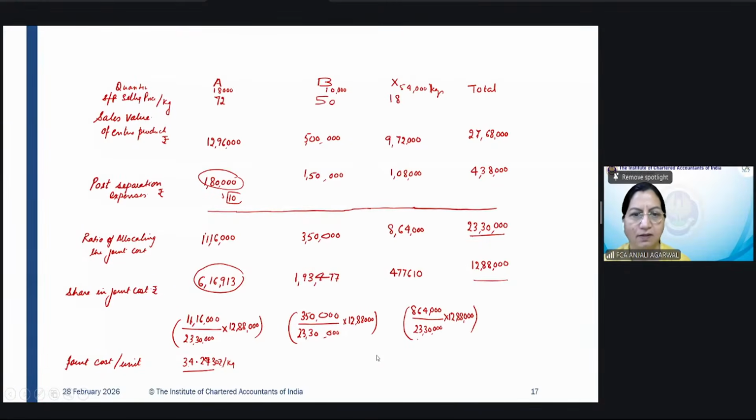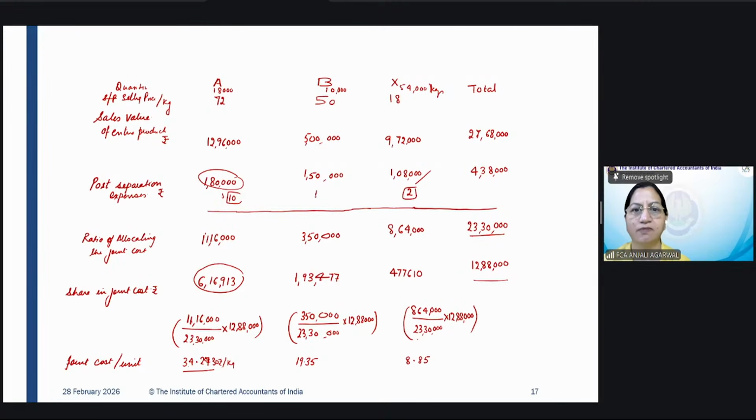Similarly, 1,93,477 divided by 10,000 is 19.3435 rounded off, and 4,77,610 divided by 54,000 is 8.844 something, so I'll call it 8.85. And if you divide 1,08,000 by 54,000, it is 2 rupees per kg.